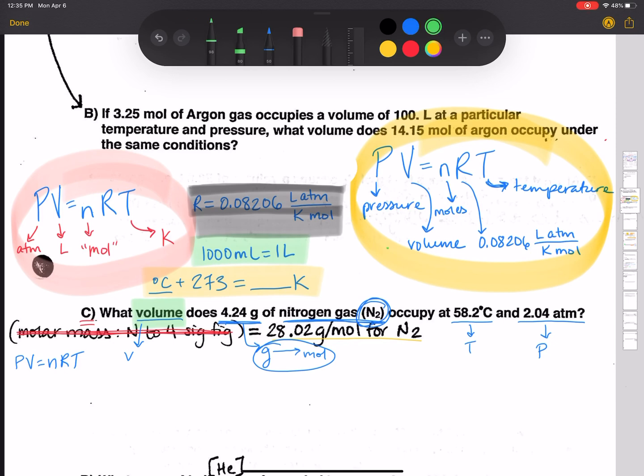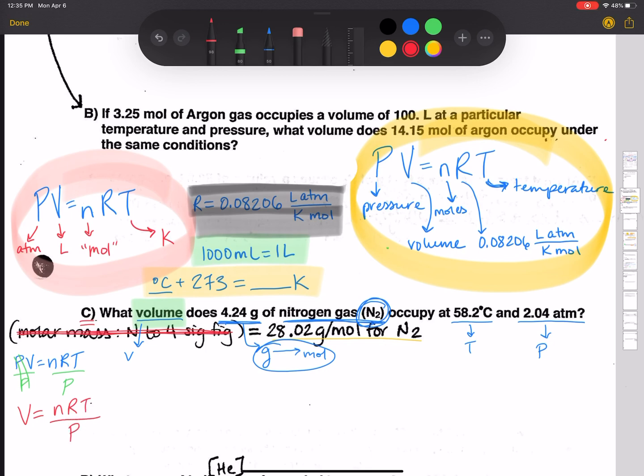So I'm just going to walk you through isolating the variable if you need that help. Remember, that means I'm going to divide both sides by P because P is hanging out next to V for volume. That gets rid of my pressure, and I'm left with the formula that I want, which is volume equals nRT over P.